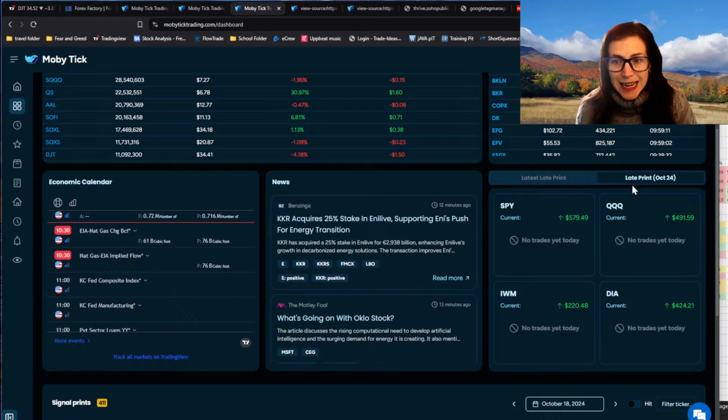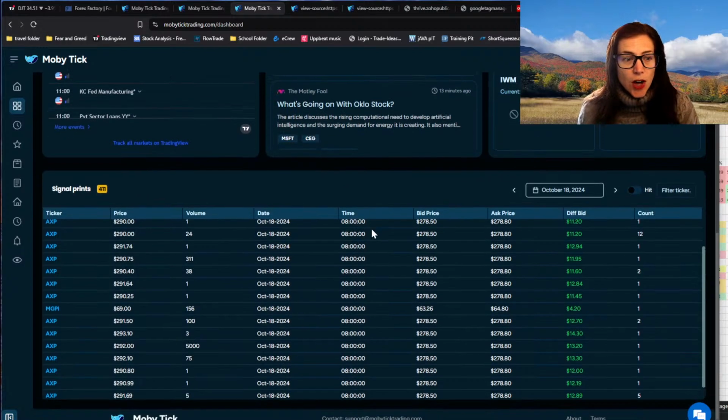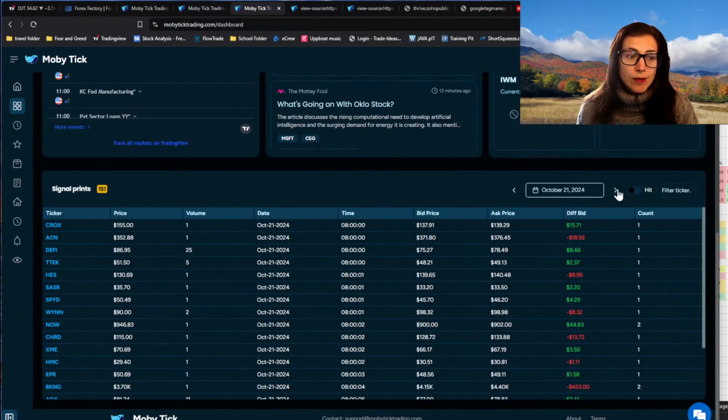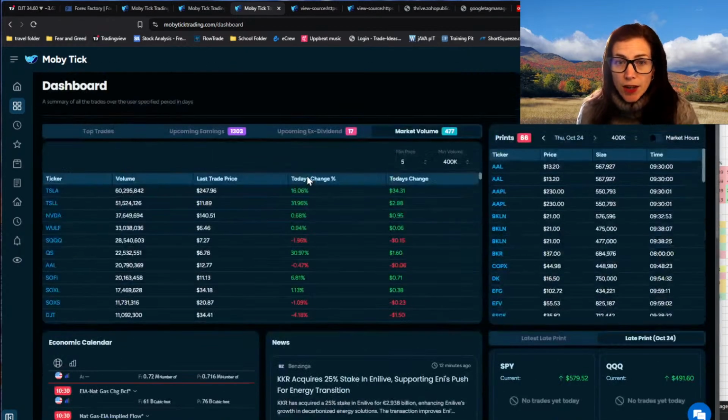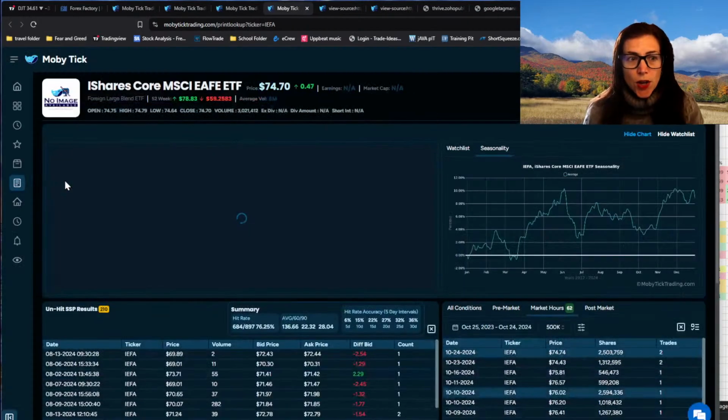We've got the latest prints for today. No trades yet. Okay, no problem. They'll probably come in. We have all of the trades coming in, signaling live right now. We can filter those out. That's since October 18th, October 21st, all sorts of amazing stuff that's going on, right? You can see IEFA. What's going on there? Let's check on IEFA. That's the biggest dark pool volume for today.